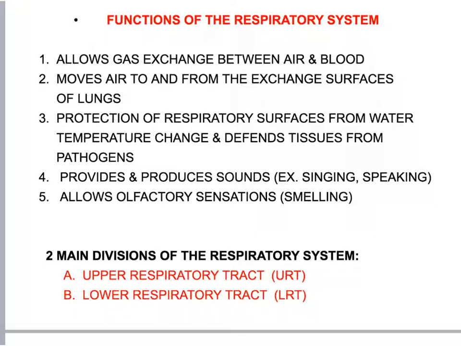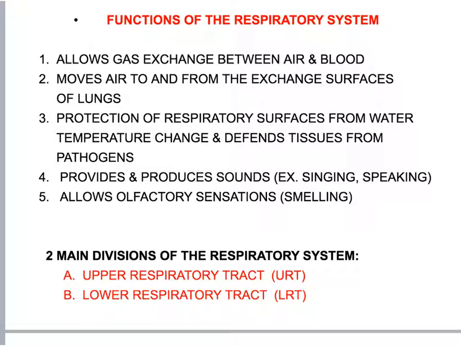The functions of the respiratory system include: number one, it allows gas exchange between the air and the blood. Number two, it moves air to and from the exchange surfaces of the lungs. Number three, the protection of the respiratory surfaces from water, temperature change, and it actually defends the tissues from pathogens. Number four, it provides and produces sounds like singing and speaking. And number five, it allows the olfactory sensation of smell.